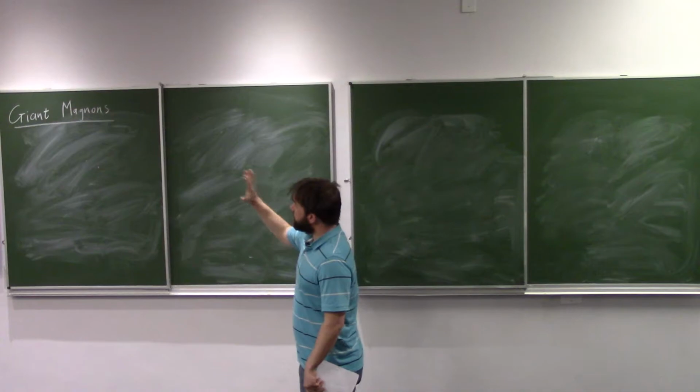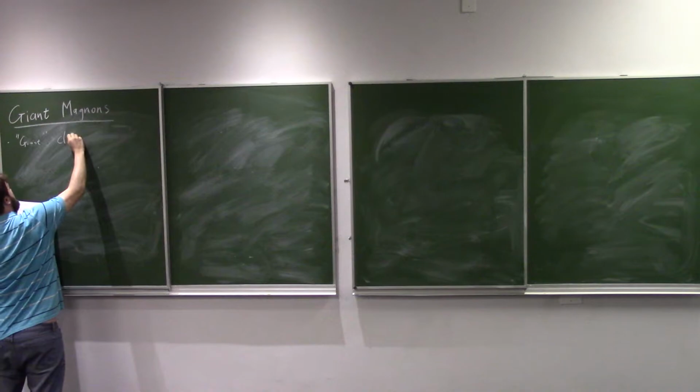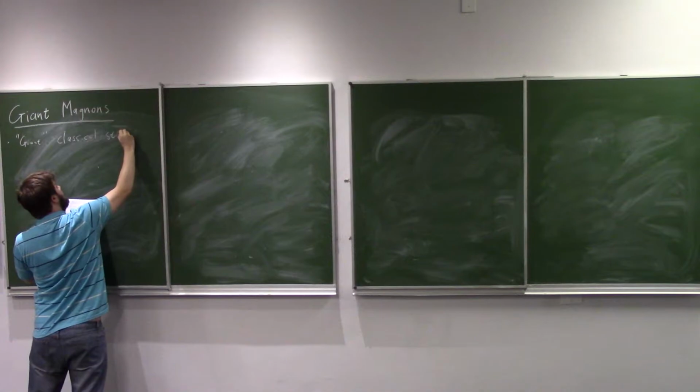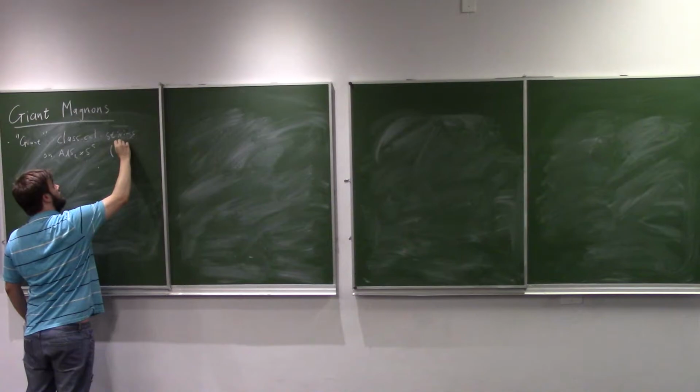So what are giant magnons? Giant magnons are classical solutions, classical string solutions, of AdS5 cross S5. And specifically on what's called the R cross S2 subspace of AdS5 cross S5.